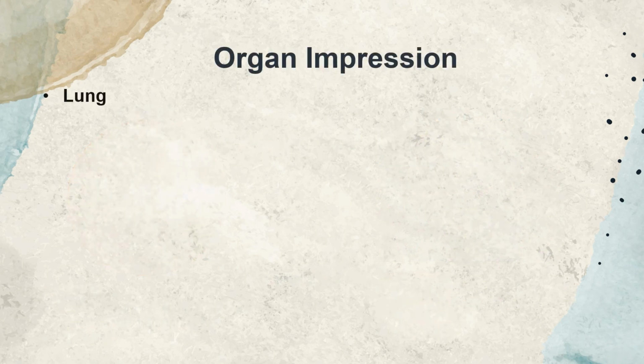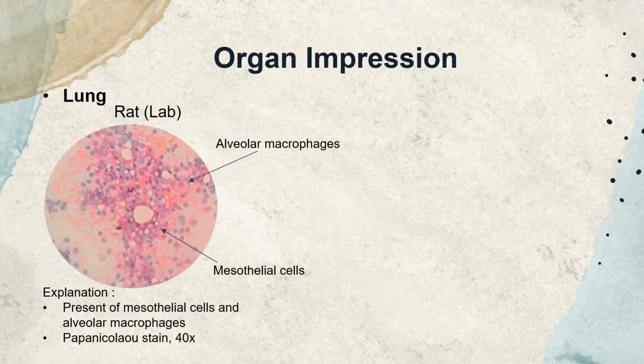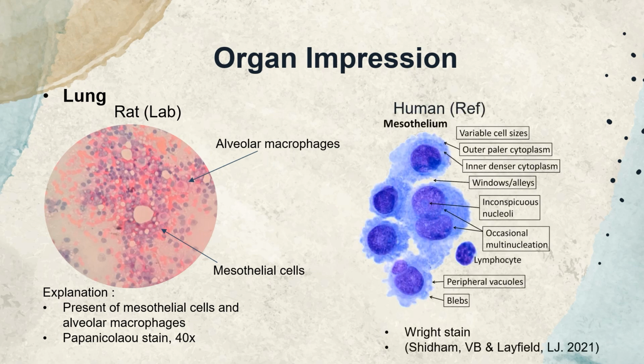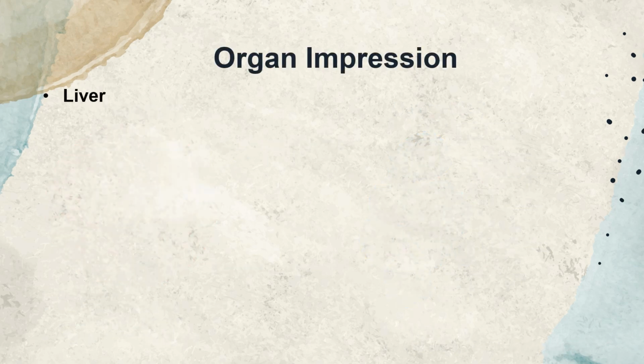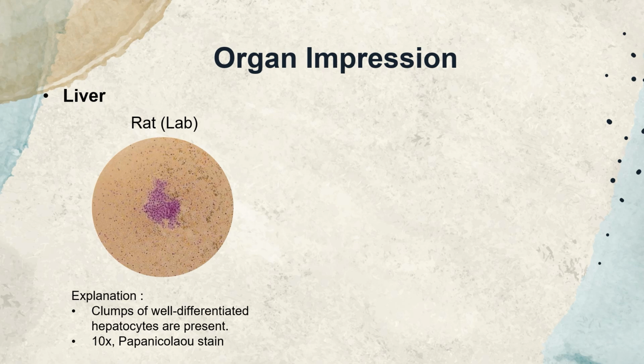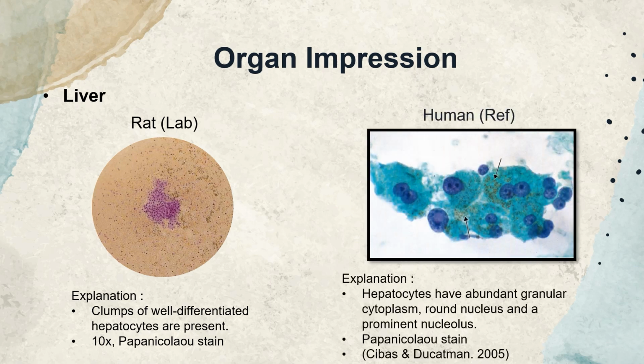The lung impression using Papanicolaou stain, under 40 times magnification also shows the presence of mesothelial cells and alveolar macrophages. This can be compared with the reference that shows the structure of the mesothelium cells using Wright stain. The liver impression displays some clumps of well-differentiated hepatocytes by using Papanicolaou stain under 10 times magnification. While the reference photo using Papanicolaou stain shows hepatocytes that have abundant granular cytoplasm, round nucleus and a prominent nucleolus.